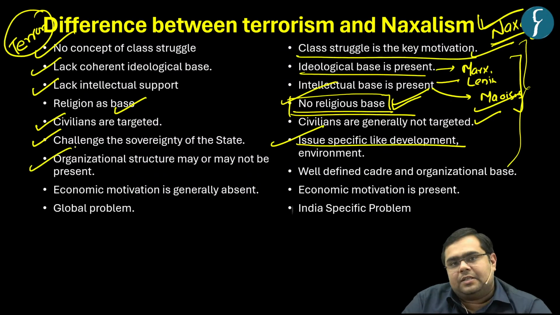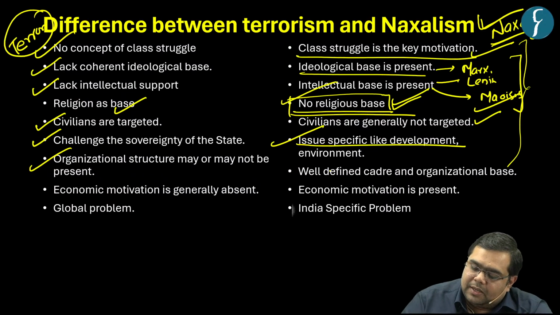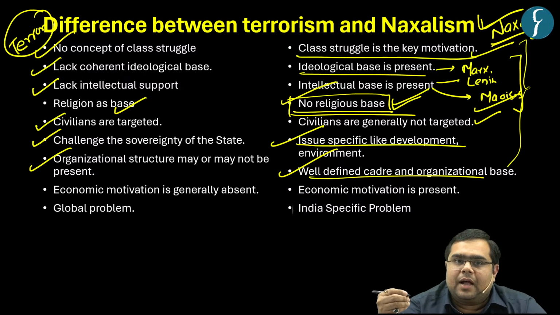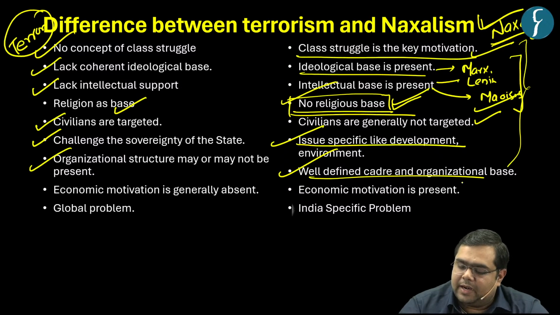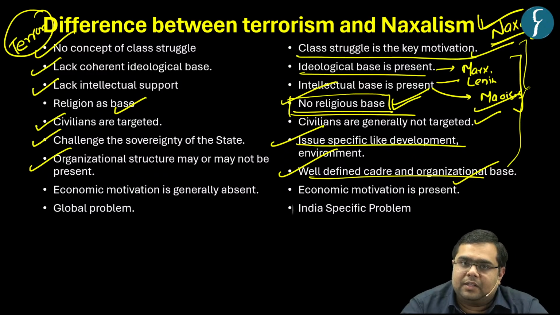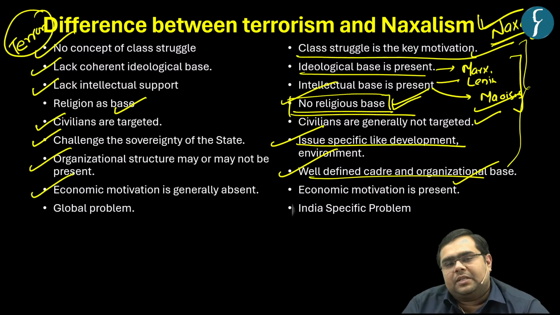In terrorism, an organizational structure might not be present. There can even be lone wolf attacks, as we have seen in the recent past. But in the case of Naxalism, we see that there is a well-defined cadre. Cadre means it is based on hierarchy and positions, a well-organized base in which they call their leader a commander, and there are various posts associated with the Naxal cadre, right?